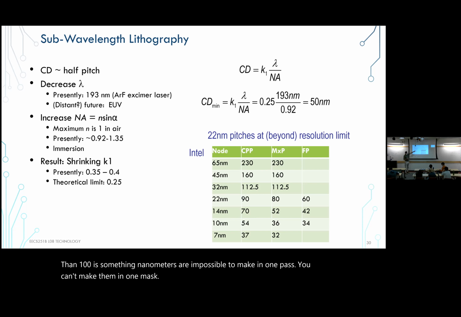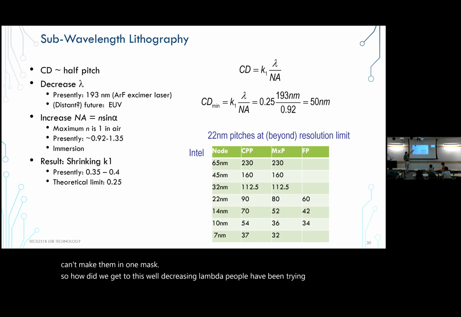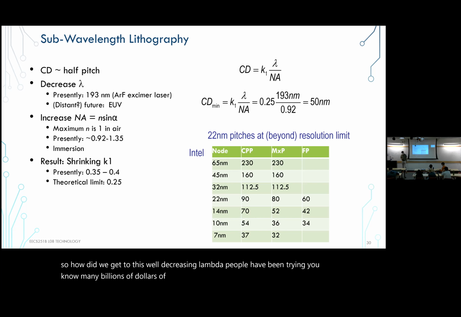So how did we get to this? Well, decreasing lambda, people have been trying, with many billions of dollars invested. There's been work with the advanced light source and so on up at LBNL, moving towards extreme UV, but it took a long time, so it has not been shown.